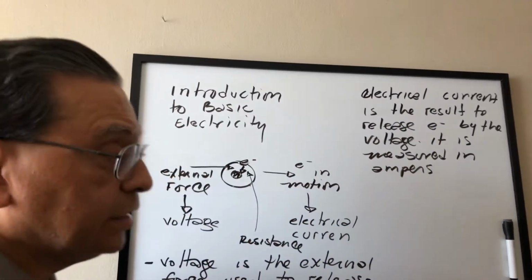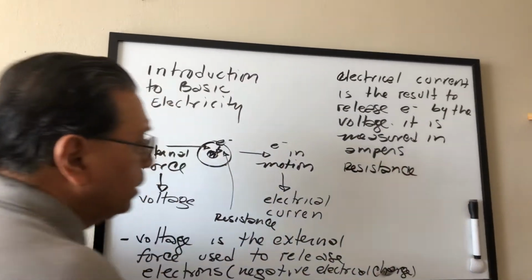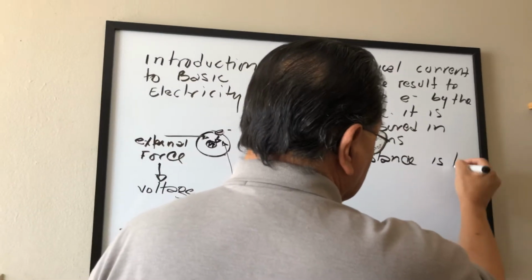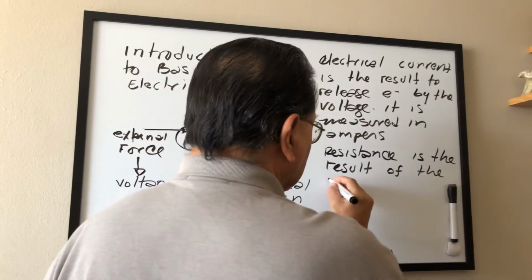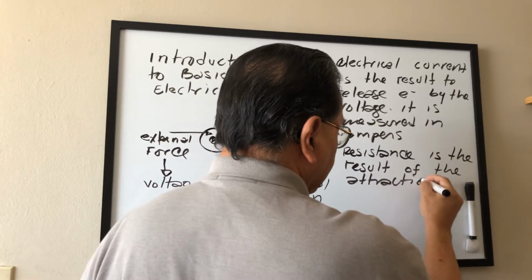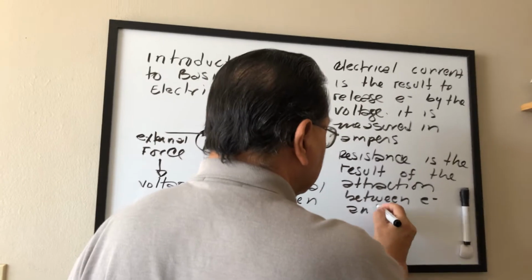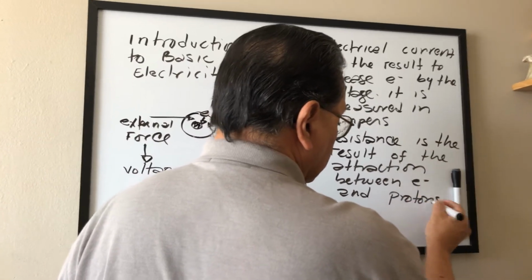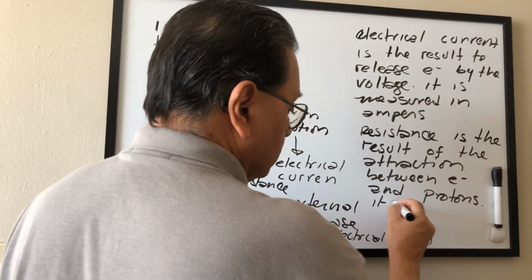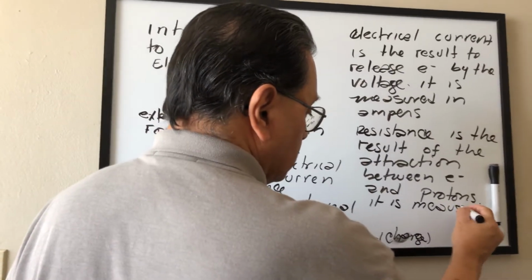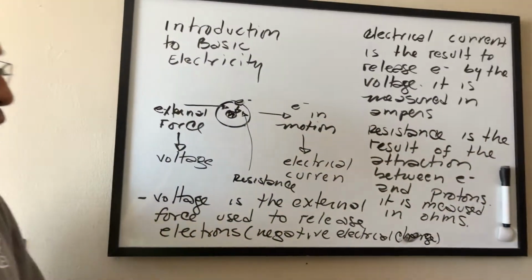And then we have the internal resistance. The resistance on any material is the result of the attraction between electrons and protons. The unit used to measure the resistance is ohms. Ohms. Okay.